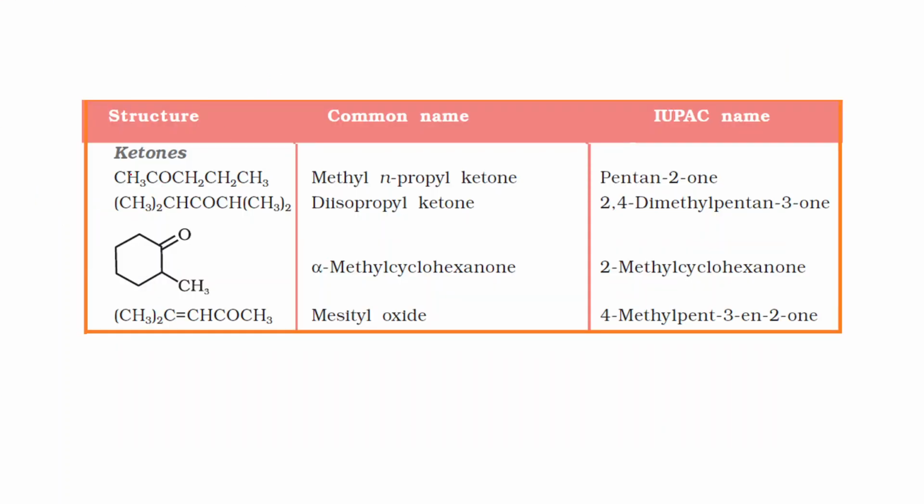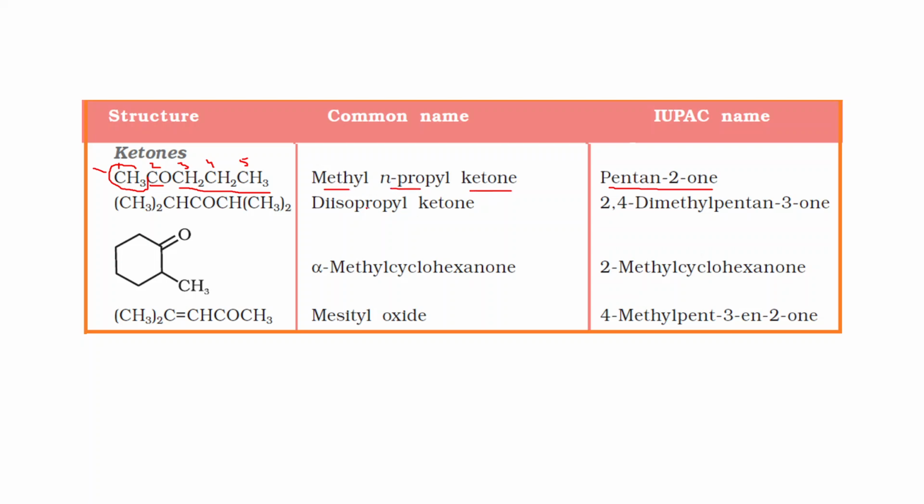Okay. Now let us see ketones. Now in ketone, this CO group is present here. That's why numbering will be done from this side: 1, 2, this is 3, this is 4, and this is 5. That's why IUPAC name is easy to write. Again, remember, pentan-2-one. Okay. Now in common system, this CO group is attached with this alkyl group and this alkyl group. This is methyl and this is normal propyl. That's why this is methyl normal propyl ketone.